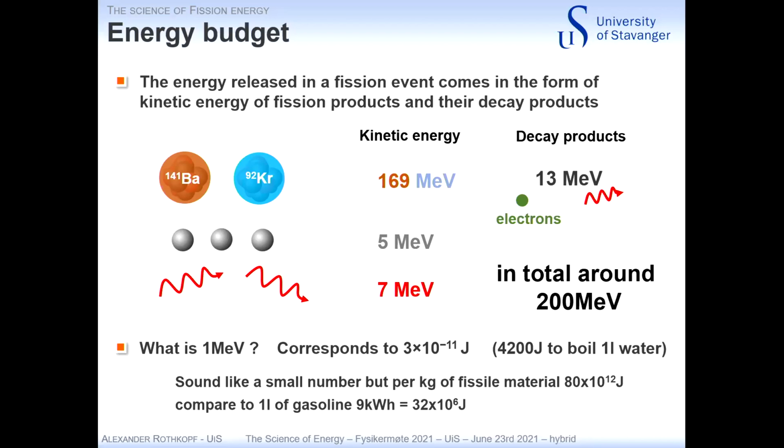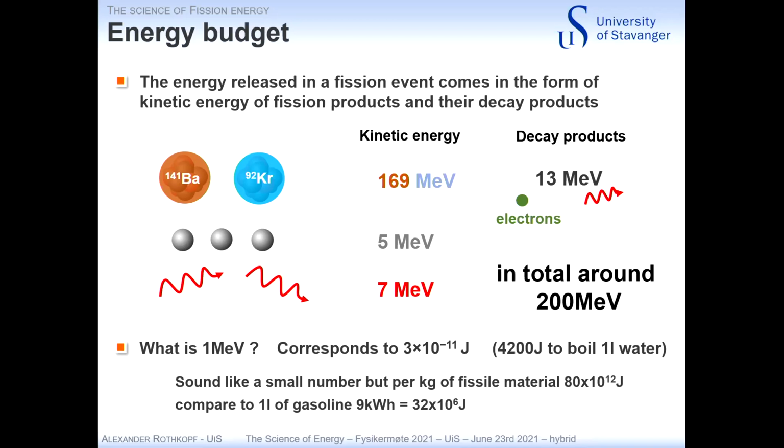If you compare it then to the energy content of 1 liter of gasoline, that's around 9 kilowatt hours, and that's 10 to the 6 joule. So there's a factor of 1 million between the theoretical energy content of a liter of gasoline and a kilogram of fissile material.